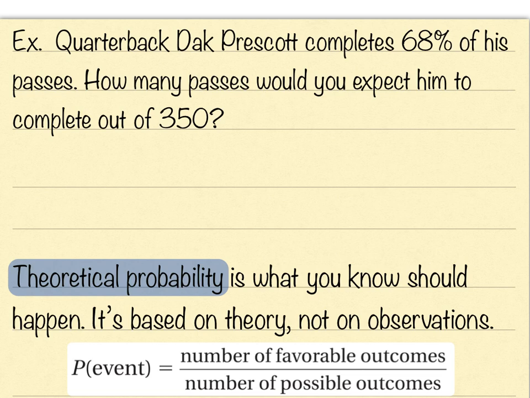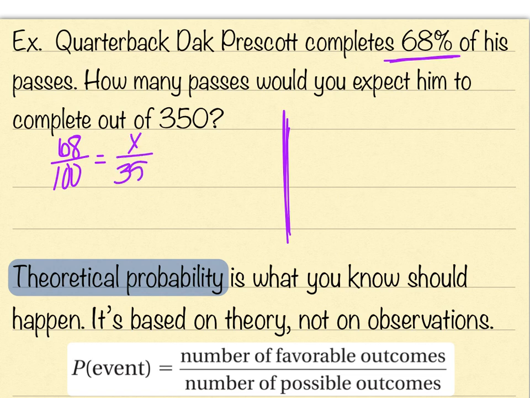Okay, here's another sports question. It says, quarterback Dak Prescott completes 68% of his passes. How many passes would you expect him to complete out of 350? There's really two different ways we could do this problem. We could continue using a proportion, and we could just say 68% is 68 out of 100. So if he completes 68 out of every 100, how many is he going to complete out of 350? And we could cross multiply that.